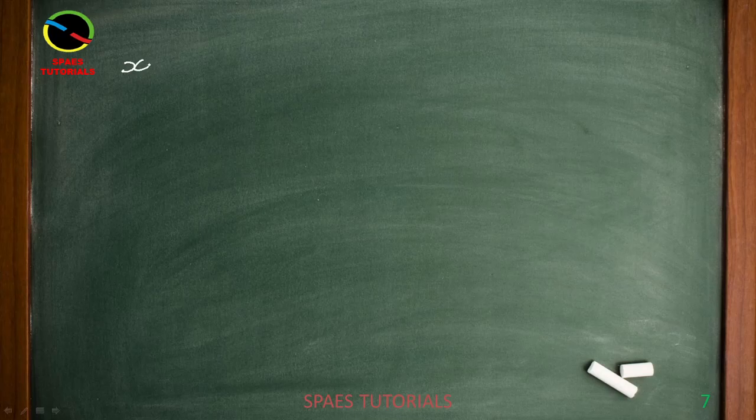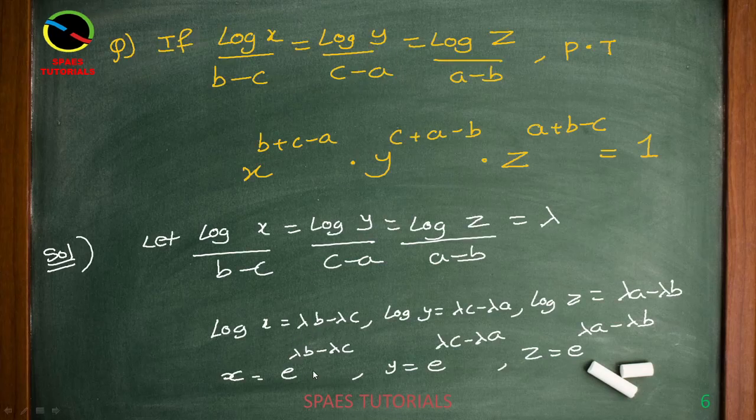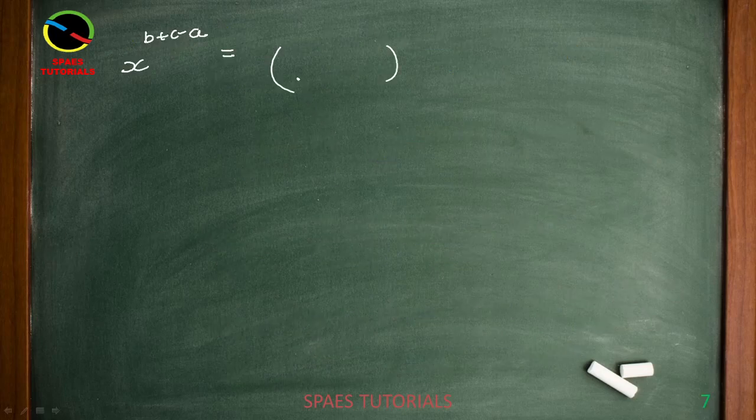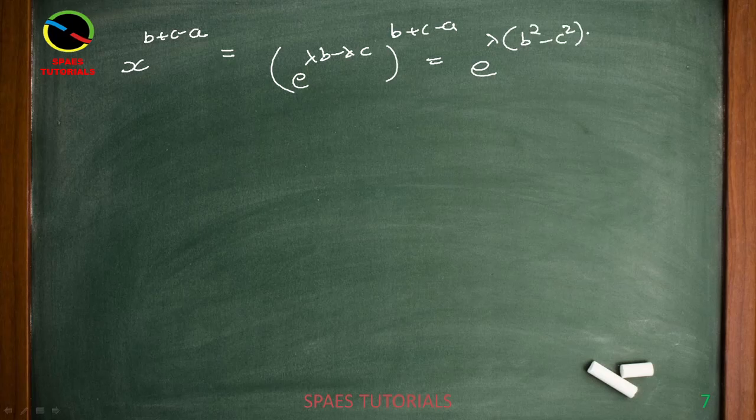So we want x power b plus c minus a. But what is x? Just before only we got it. X is equal to e power lambda b minus lambda c. So e power lambda b minus lambda c, power b plus c minus a. If you multiply it, I think we are going to get lambda into b square minus c square minus lambda into ab minus ac. I think yes, this is what we are going to get.